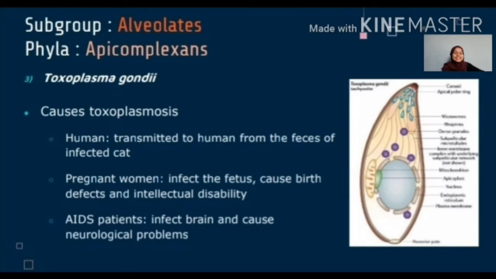Then the last example of apicomplexan is Toxoplasma gondii. Toxoplasma gondii causes toxoplasmosis, which is transmitted to humans from the feces of infected cats. In pregnant women, this parasite can infect the fetus and cause birth defects and intellectual disability. Then in AIDS patients, this parasite can infect the brain and cause neurological problems.